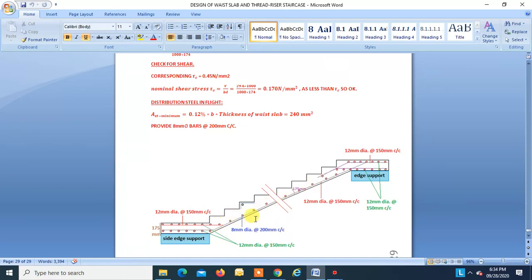Now this steel is continued over here. This steel is continued over here. Okay, so this is also 12 mm dia at 150 mm, and this is also 12 mm dia about 150 mm. Okay, now these round bars shown at top and bottom are the landing steel. Okay, that is main steel of landing. 12 mm dia about 150 mm center to center, right? So this is how you can do the detailing of the waist slab.